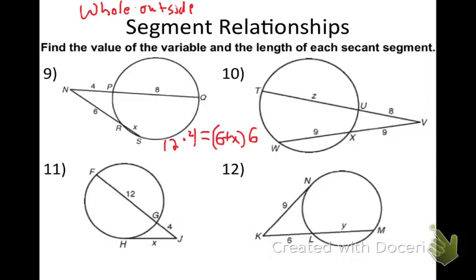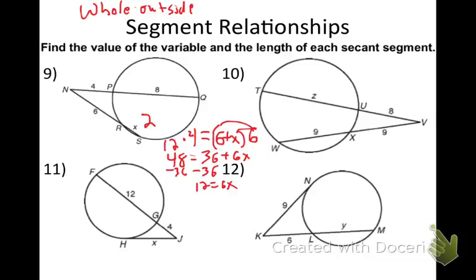Now I need to simplify. Well, what's 12 times 4? So I get 48 equals. Now, what do you have to do when you have parentheses and a number on the outside? Distribute. So you get 36 plus 6x. And now it's just a 2-step equation. Solve for x. What would you do next? You would subtract 36. You end up with 12 equals 6x. And x equals 2. Recognize the difference there. A little bit tougher.